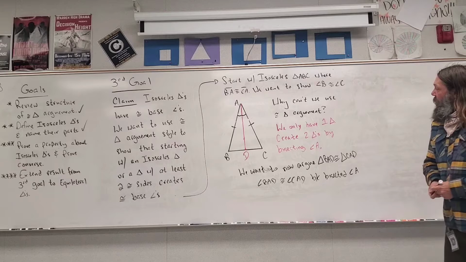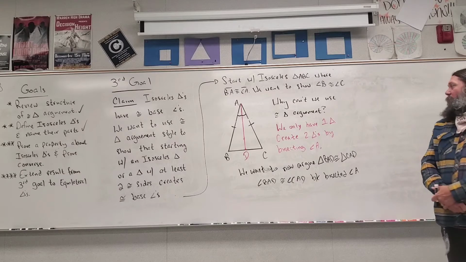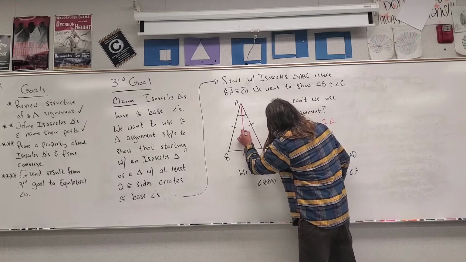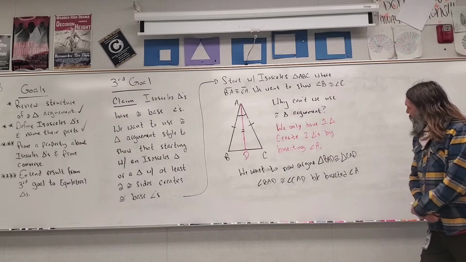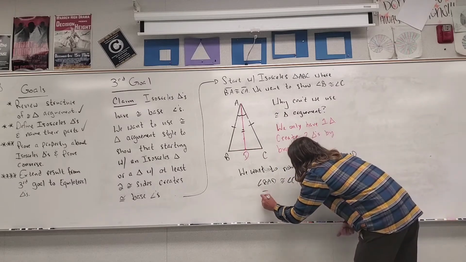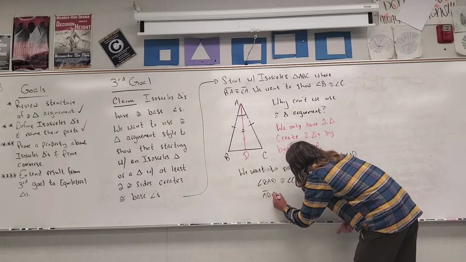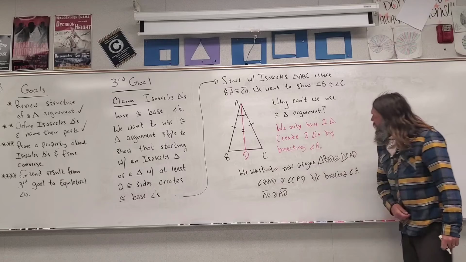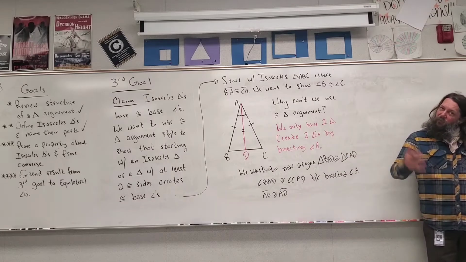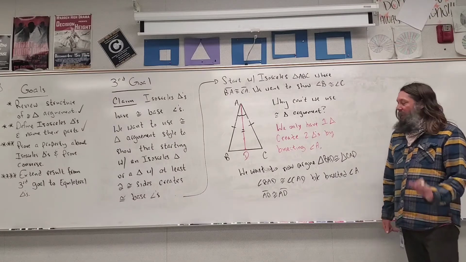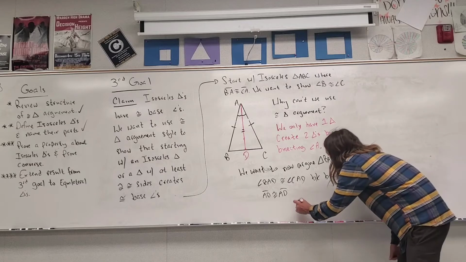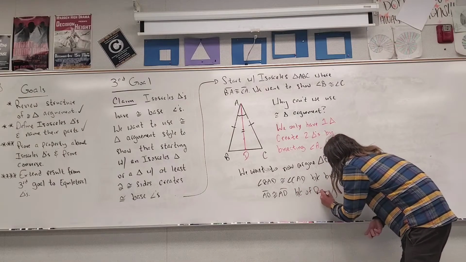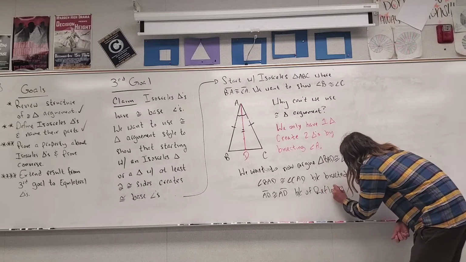All right, now I also have a reflexive congruence, and I know that side AD is congruent to side AD. See if you can determine why the two triangles are congruent. So why don't you hit pause and see if you can do that. Remember, reflexive means the same as itself.